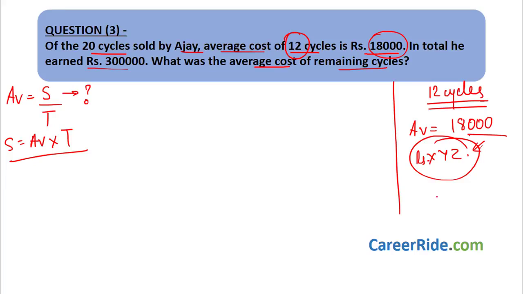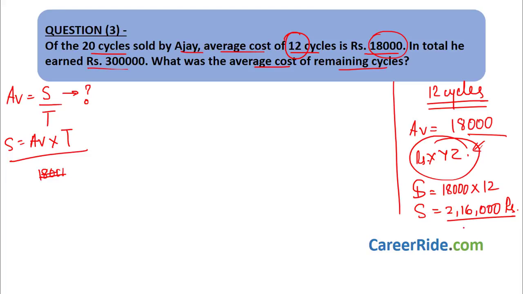So how much total money did he earn by these 12 cycles? Very easy, you know the average, 18,000 over here. Let's write it over here as a separate calculation. Okay, sum is average, 18,000, multiplied by total. Total cycles are 12. So how much will you get? You will get 2,16,000 rupees. So this is the amount of money he earned by selling 12 cycles, right? So this is the total sum for 12 cycles.